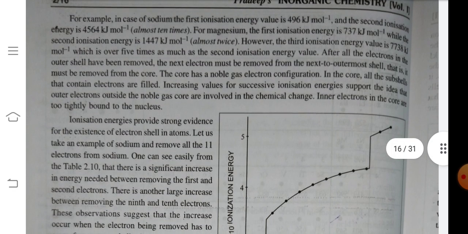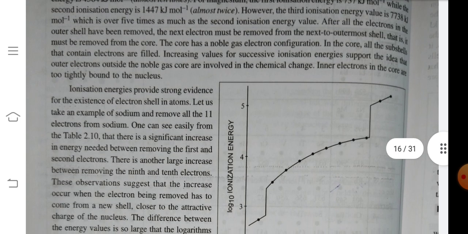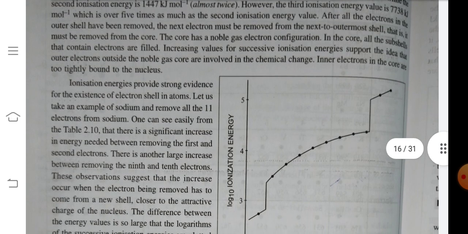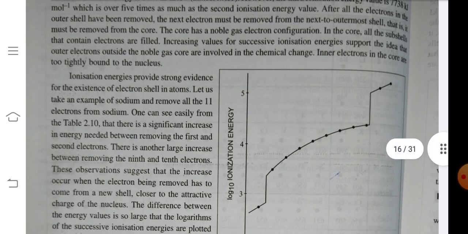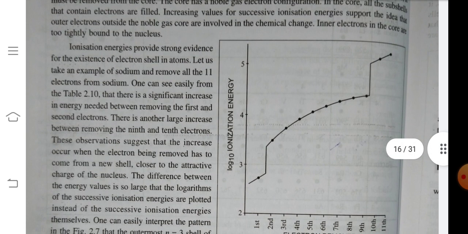After all the electrons in the outermost shell have been removed, the next electrons must be removed from the next to the outermost shell, that is, from the core. The core has a noble gas electron configuration. In the core, all the subshells that contain electrons are filled. Increasing values for successive ionization energy support the idea that outer electrons outside the noble gas core are involved in the chemical change. Inner electrons in the core are too tightly bound to the nucleus. Ionization energies provide strong evidence for the existence of electron shells in atoms.